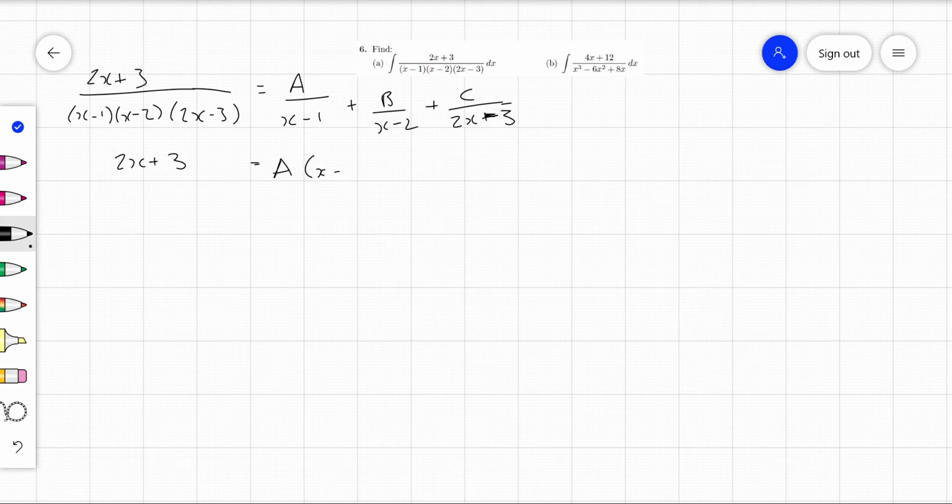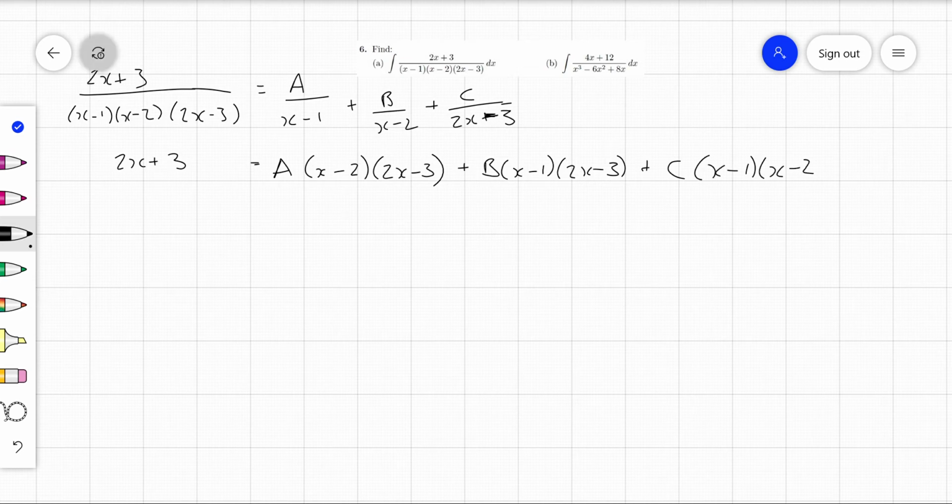This one, if I put it all on the same denominator, I would need to times it by those two brackets. For B, I would need to times it by these two brackets. And for C, I would need to times it by these two brackets. Then it would all be on the same denominator, and now I'm just ignoring the denominator on both sides.